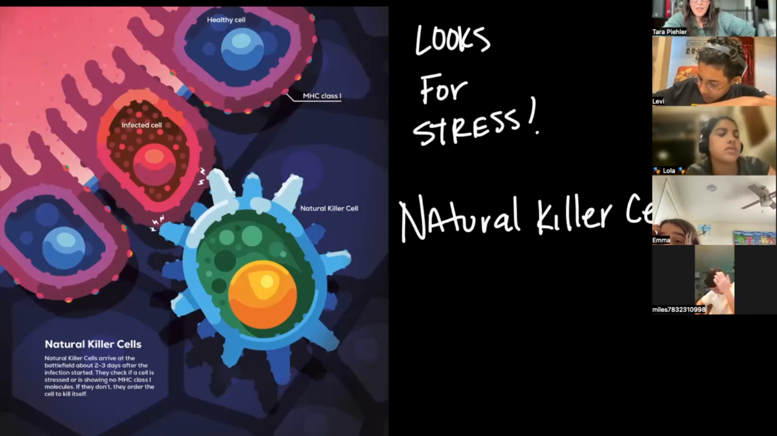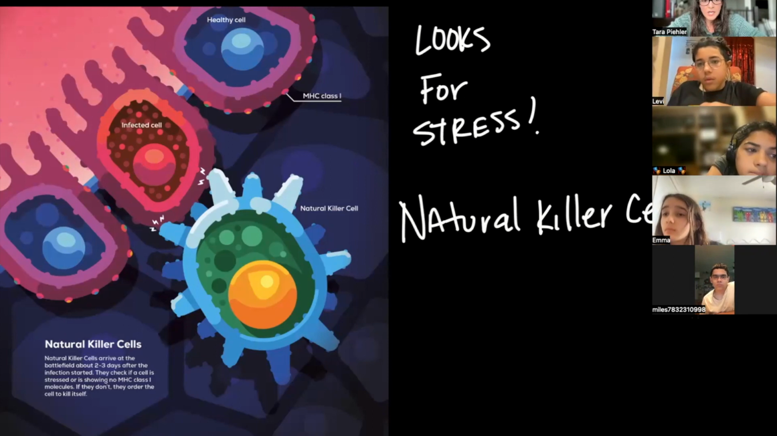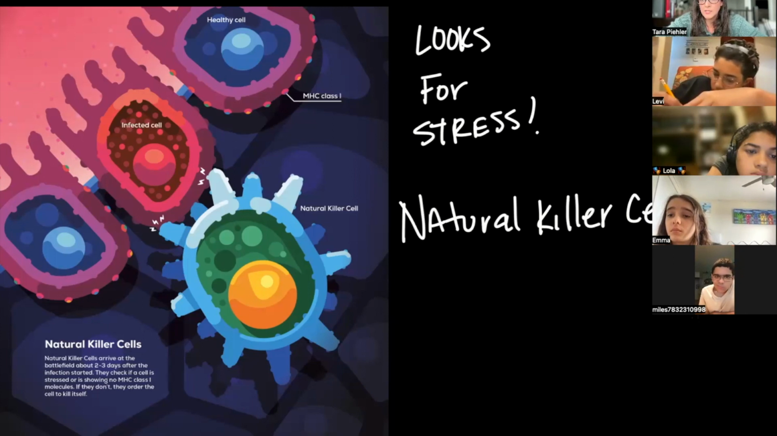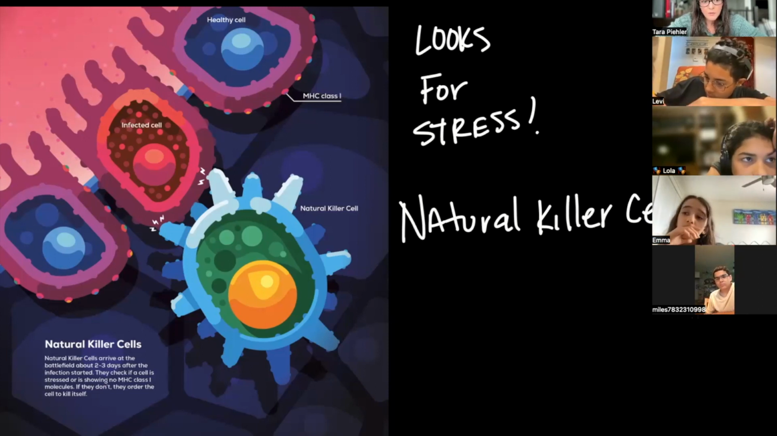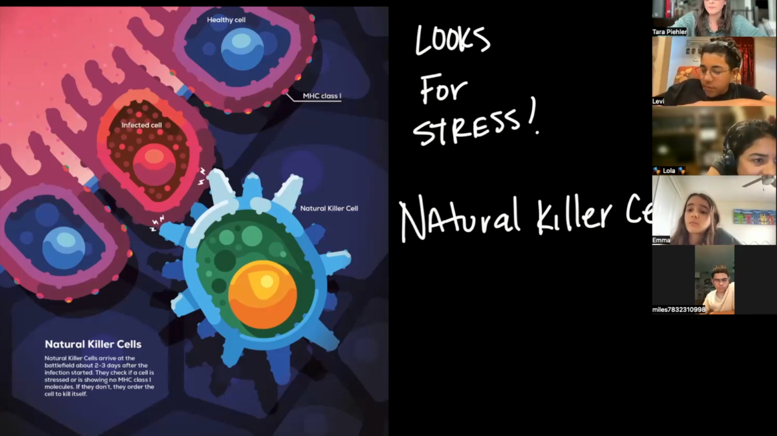So natural killer cells are looking for, now these things can actually be quite dangerous, right, Miss Jen? They are constantly arriving on our lovely battlefield, trying to destroy everything about 2 to 3 days after the infection. And they check to see if this cell is stressed or showing that MHC class, and see if there are those windows that they can see through. And they're going, is there something wrong? So if they see something wrong, then they'll go ahead and kill the cell. Okay, so that is our natural killer cell. But they order the cell to kill itself.